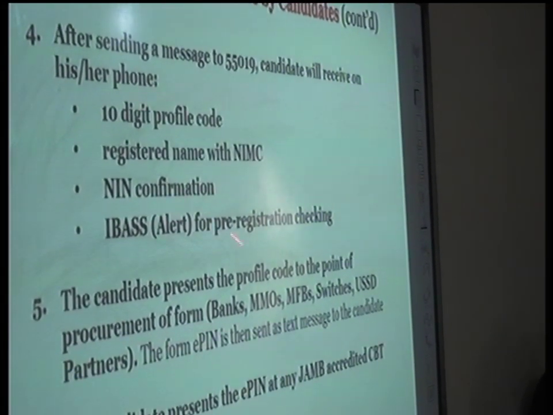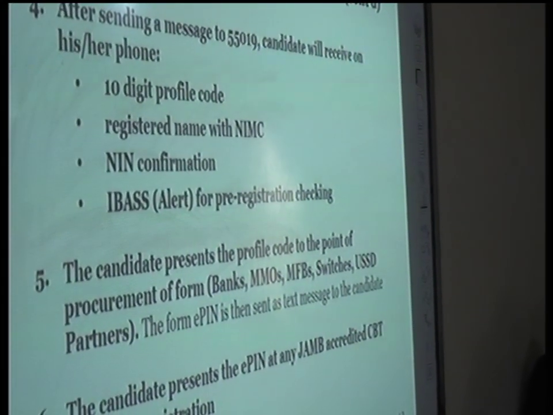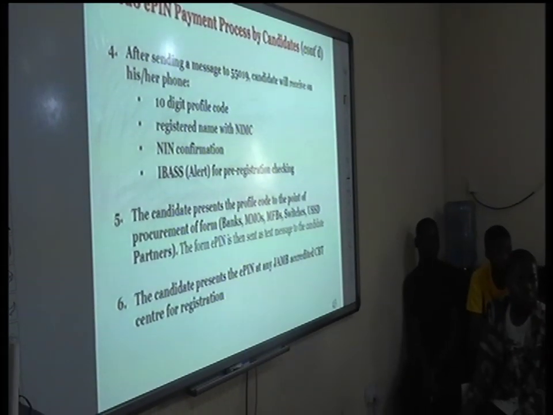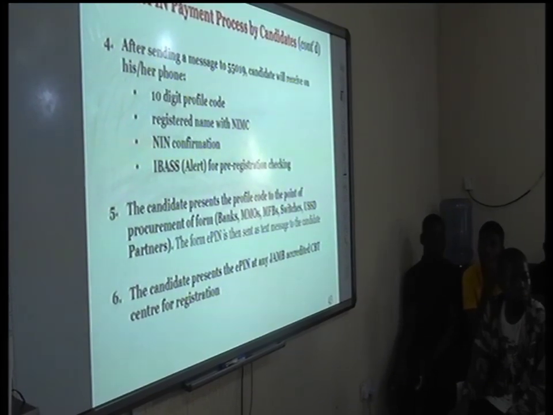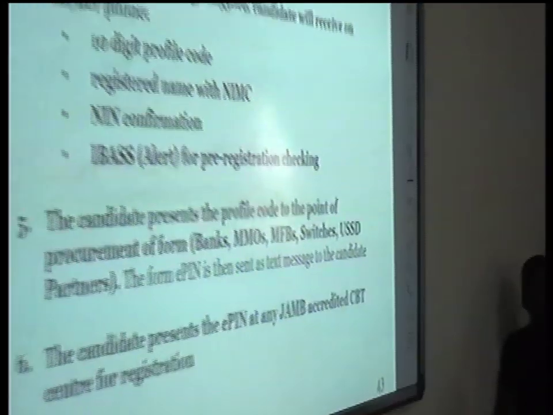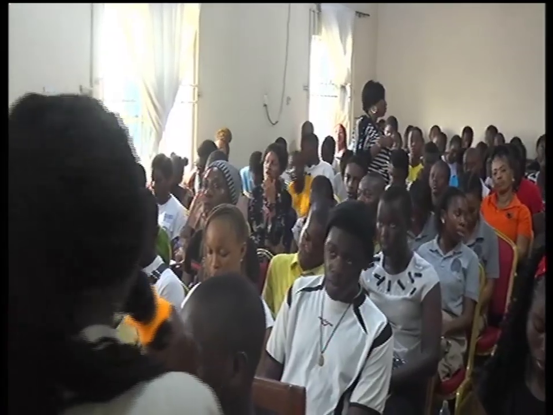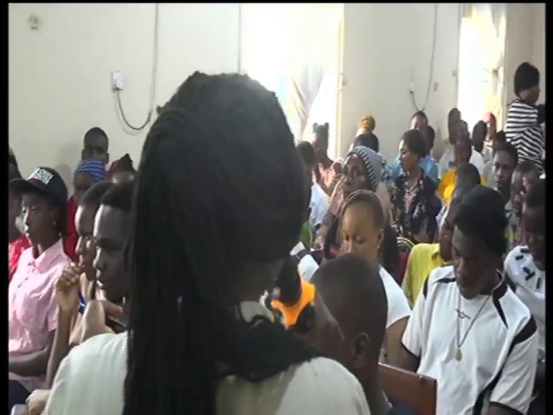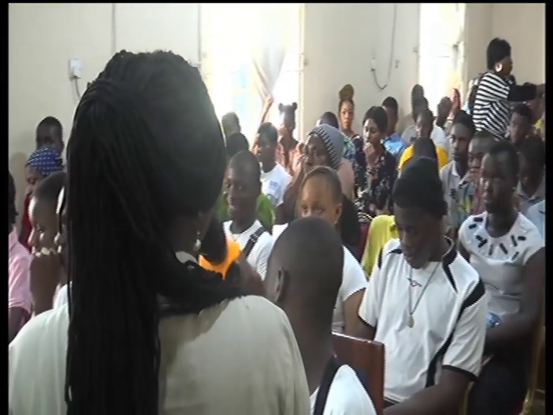Then NIMC will send a confirmation to that same phone. Make sure the phone you are using, the screen is not blind, so that you can receive the messages, because they will be sending you a lot of messages. Make sure the phone is with you. Any phone can do it. You can use a touch Nokia to do it. They won't collect more than maybe 4 naira, but have at least 100 naira inside, since you are sending a text message.